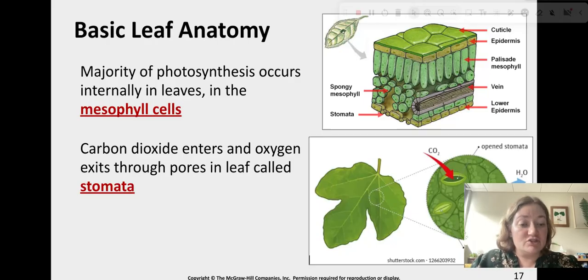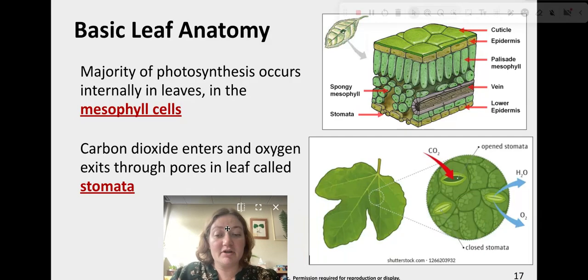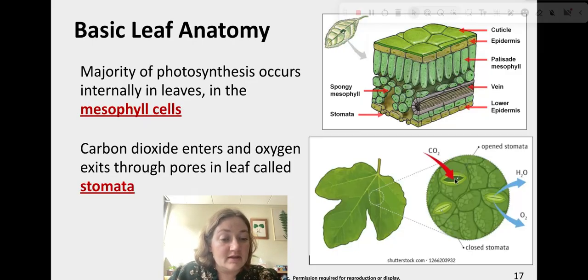Now, in order for photosynthesis to occur, we have to get carbon dioxide into these leaf cells. And that is done by carbon dioxide entering in through these openings on the surface of the leaf called stomata. All right, now the opening itself is called a stomata. The cells that create the opening have a different name entirely. These are actually called guard cells. So it's just the pore, it's just this opening that we would call the stomata.